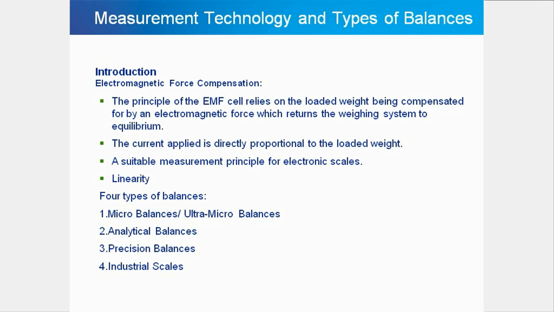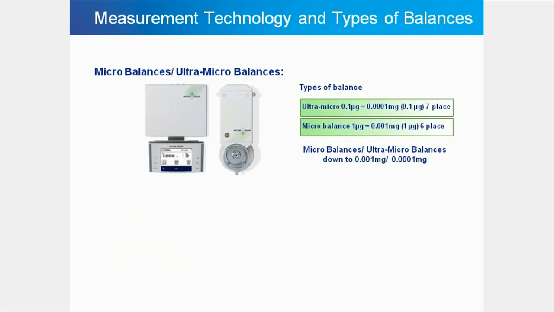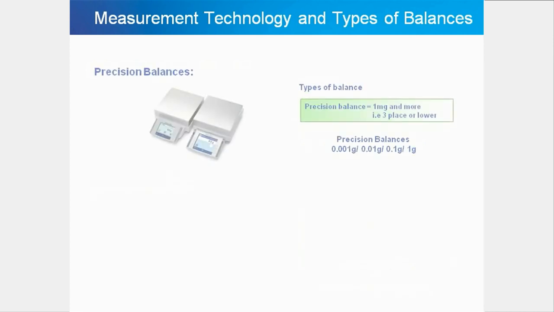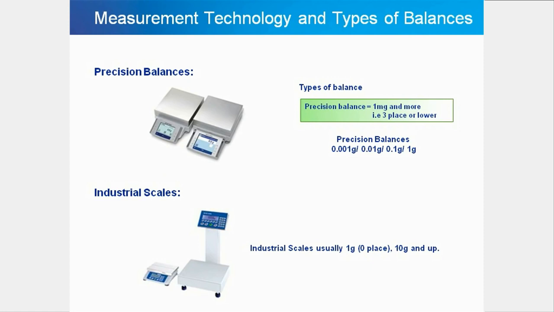Now, let's learn about the four types of balances. These are microbalances or ultra-microbalances, analytical balances, precision balances, and industrial scales. Microbalance weighs 0.0001 milligram, 7 place. Analytical scales weigh 0.1 milligram and up, 4 place. Precision scales weigh from 1 milligram and up, 3 place or lower. Industrial scales weigh 1 gram and up.